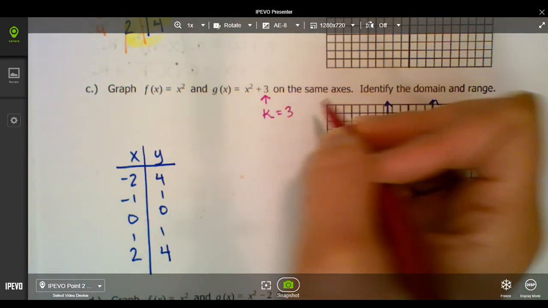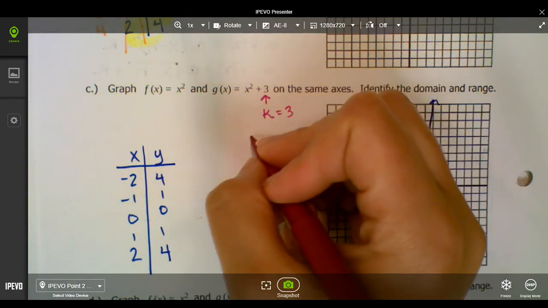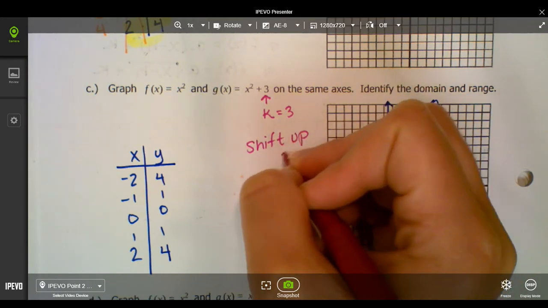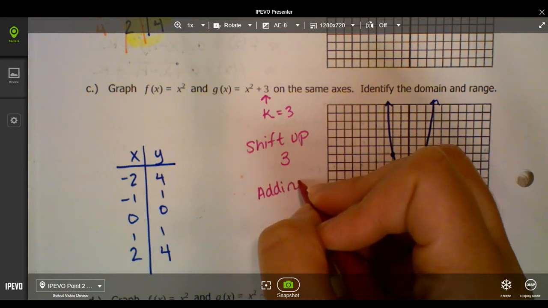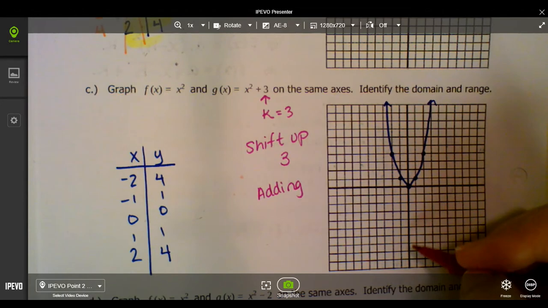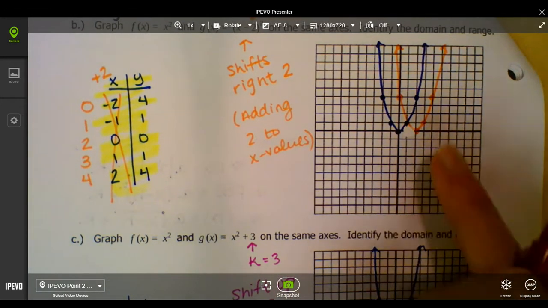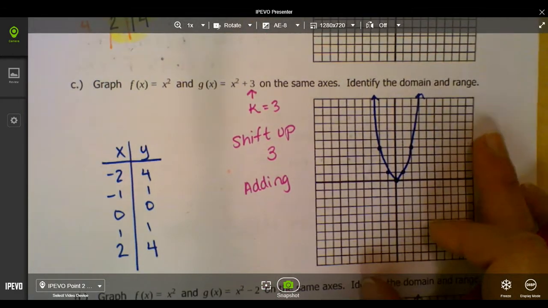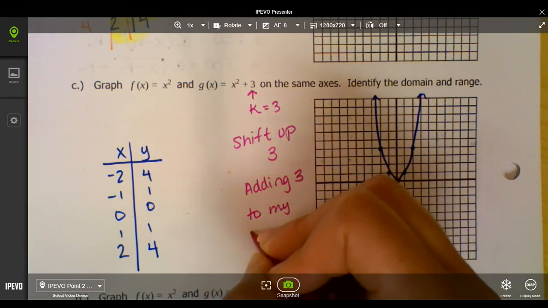And k's don't lie to you. K's are just that regular positive 3s. K shifts up and down, so this graph is going to shift up 3, which means I'm going to be adding. If you think about shifting up and down, you should be thinking about your y-axis. Over here, if you're shifting left and right, you're changing your x values. So this means I'm going to be adding 3 to my y values.